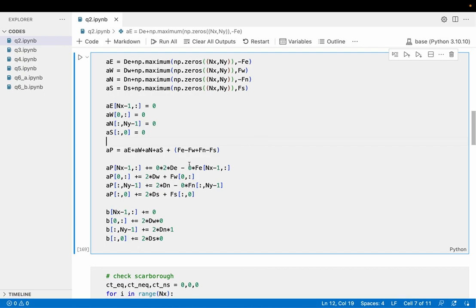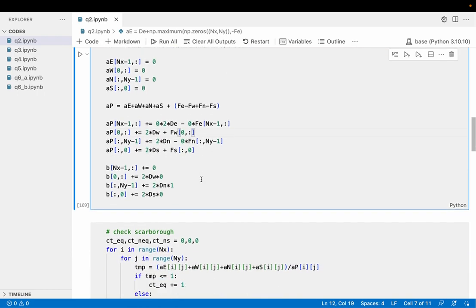So for the diffusion term, we will have 2 times diffusion, and then we have a minus F_w term coming up here because of your flow. Since it's a Dirichlet condition, the term should not be there. Just to compensate for this, I have added another F_w here. And similarly on the north and south faces.